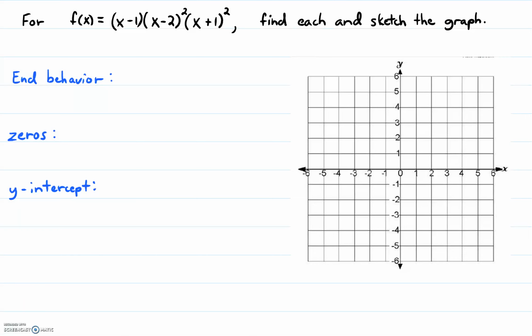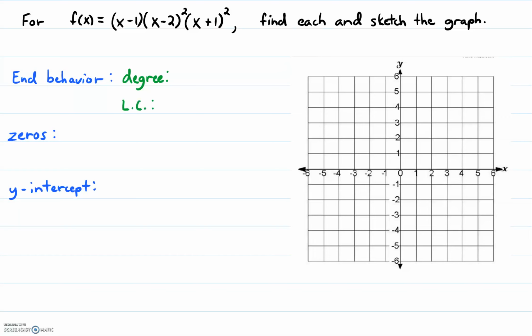Now our function in question is f of x equals (x minus 1) multiplied by (x minus 2) squared multiplied by (x plus 1) squared. And we're going to start out by looking at the end behavior. There are two things we want to consider: the degree of the overall polynomial function, and the leading coefficient. So we need to figure out what each of those things are.